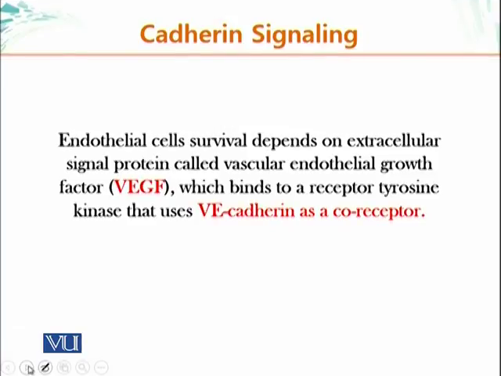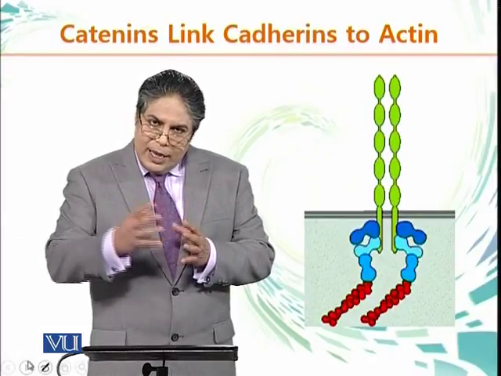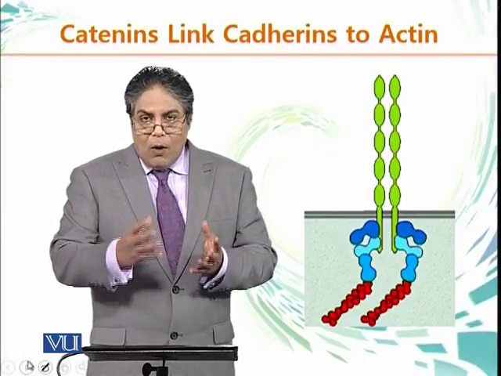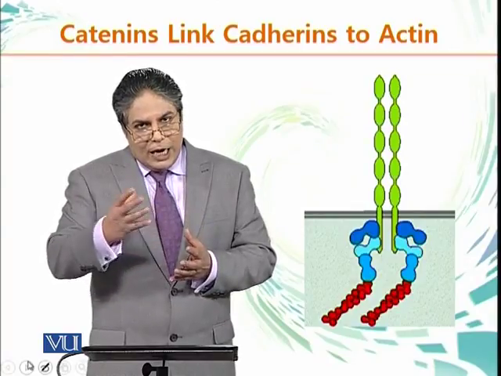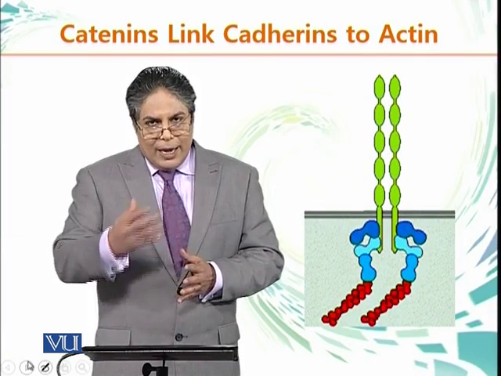So we have seen how intermediate filaments are linked to the cadherin molecules. Now we have seen how actin filaments are linked to the cadherin molecules in, for example, adherent junctions.